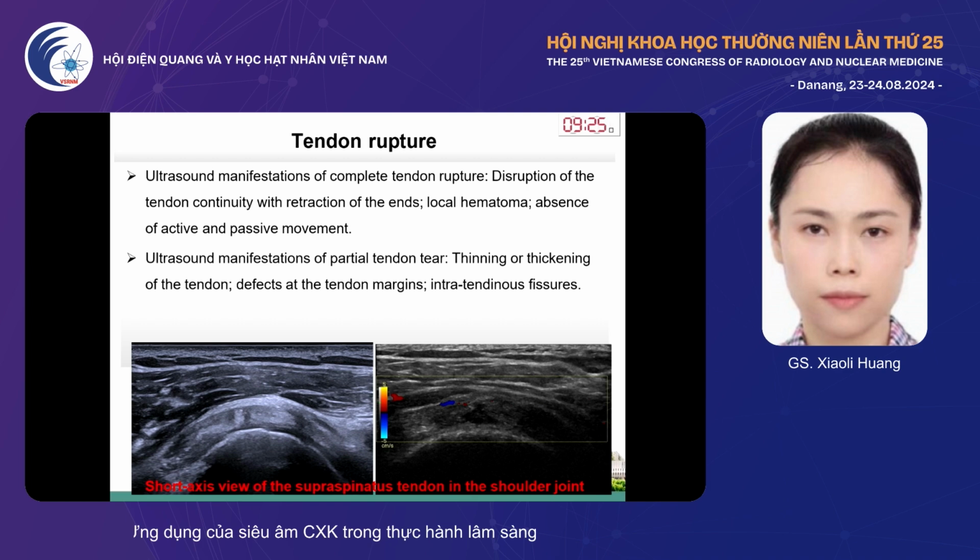The content on this slide is the ultrasound manifestations of complete and partial tendon tears. The left image is a view of the normal shoulder joint supraspinatus tendon, and the right image is a view of the partial tear of the supraspinatus tendon.